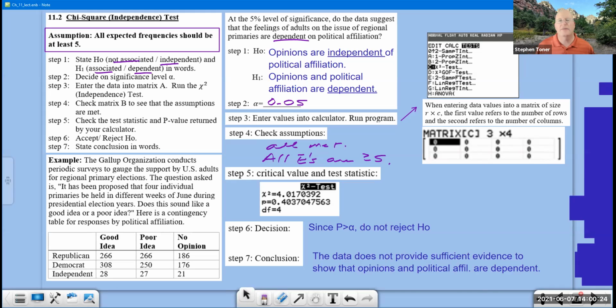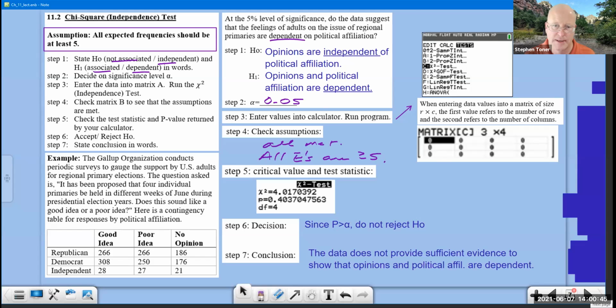Okay, it's really not that hard of a test once you recognize what type of test it is. It's just a matter of learning how to go in and enter those values into the matrix after having recognized it's one of these types of problems. Let's take a look at a second problem here.